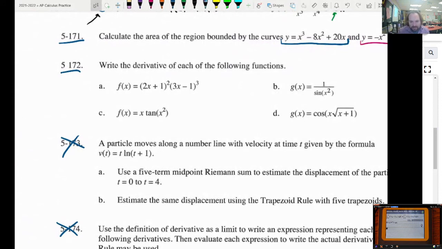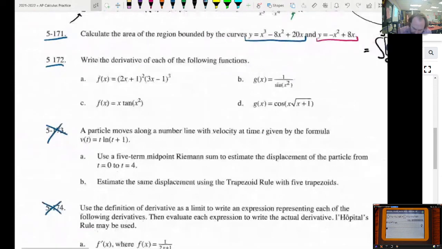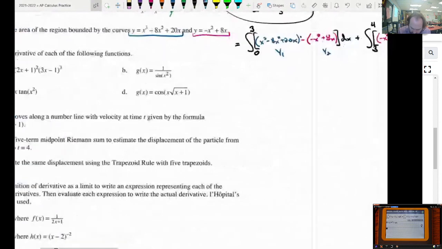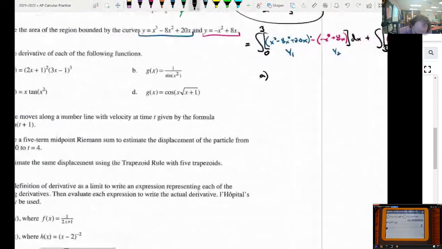Don't let these intimidate you. These are much harder than anything you'll see on the AP test. But, again, if you train with these ones, you'll be just fine. Let's start with A, which is f of x equals (2x plus 1) squared times (3x minus 1) to the third.